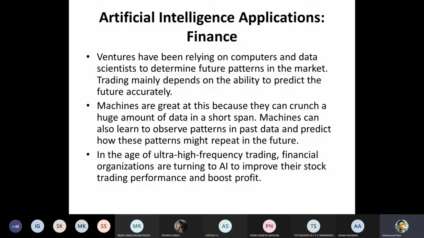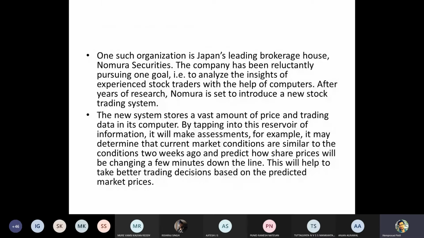Leading brokerage house. So the company has been reluctantly pursuing one goal: to analyze the insights of experienced stock traders with the help of computers. After years of research, Nomura is set to introduce a new stock trading system. The new system stores a vast amount of price and trading data in its computer. By tapping into this reservoir of information, it will make assessments.